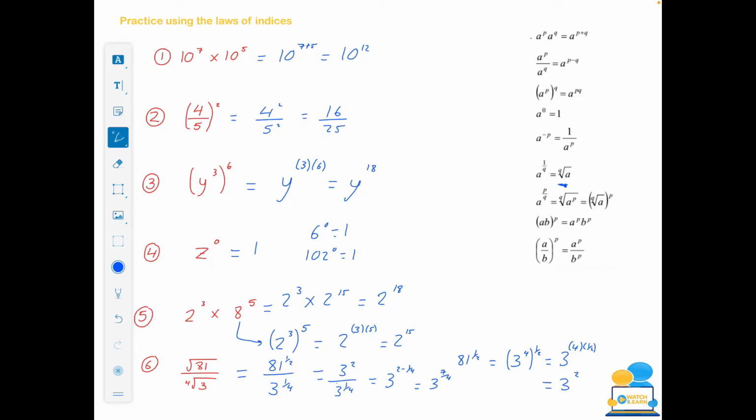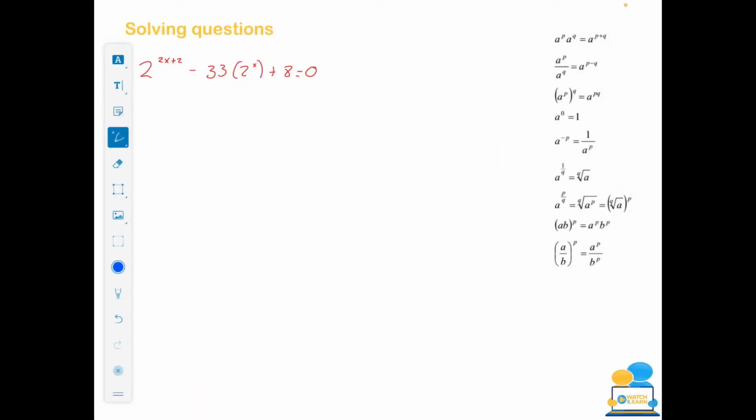So that's just some practice using the rules, knowing where to find them. Just be careful with example 5 and 6. It's really important that when you're applying the rules that it matches up exactly with the rule. So the bases have to be the same is kind of the key point for this section.